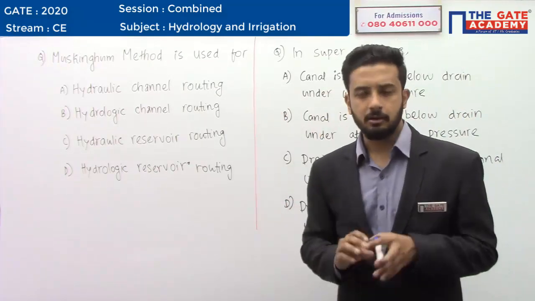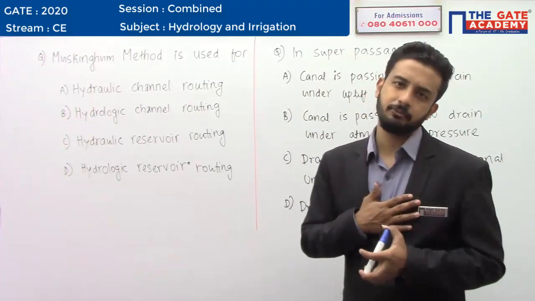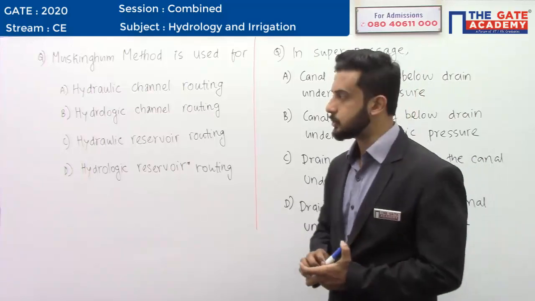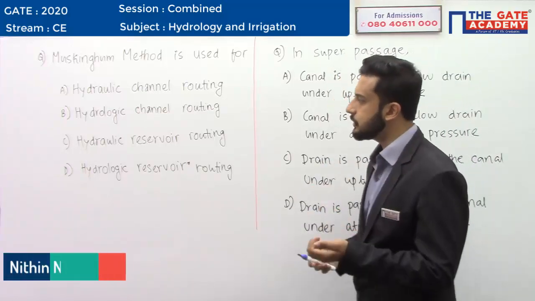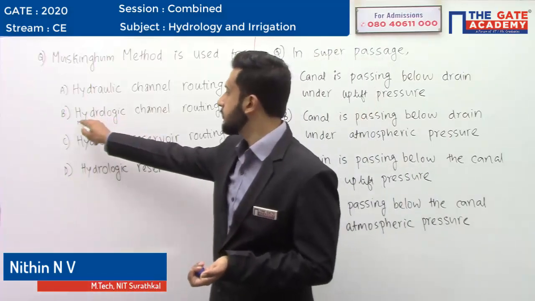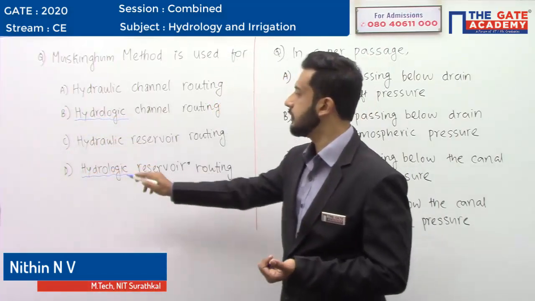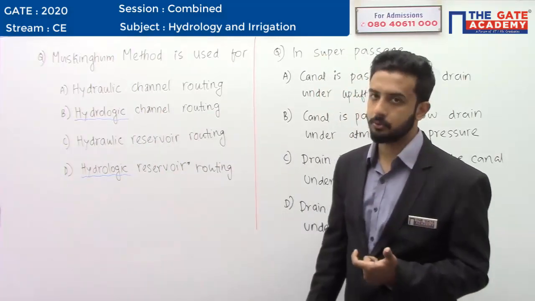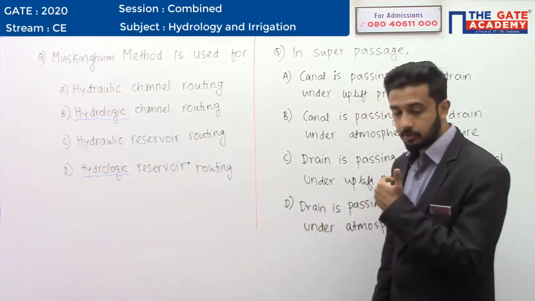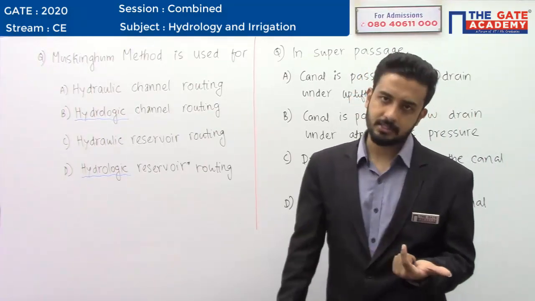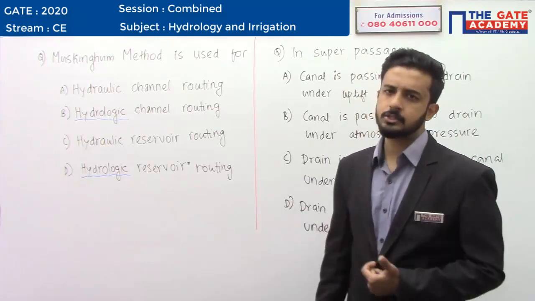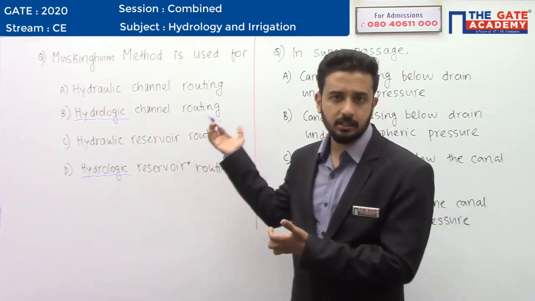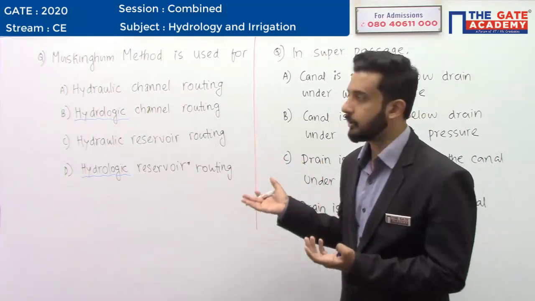So I strongly believe 100% of the students have already answered this, because the Muskingum method was a previous GATE question as well, right? So we know the Muskingum method is used for hydrologic, right? Two options we are having: hydrologic. That's why I told you, you have to properly remember whether it is channel routing or reservoir routing. We know for hydrologic channel routing, we are using the Muskingum method, and we have done so many questions also in our classes, in the videos which we have provided. Equations we are using for calculating the outflow, all equations are there.